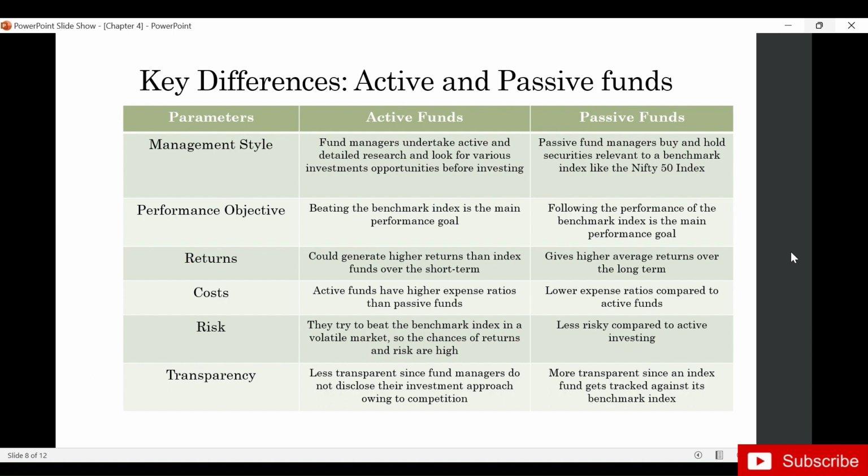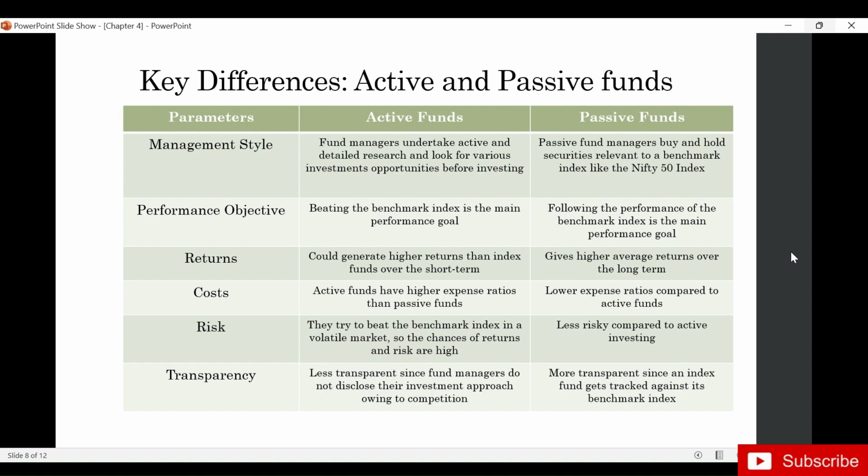So active funds try to beat the benchmark index in the case of a volatile market. So the chances of returns are also a bit higher and the risk taken is also higher. Now, if we talk about passive funds, then they are obviously less risky compared to the active funds because they are just tracking the index.